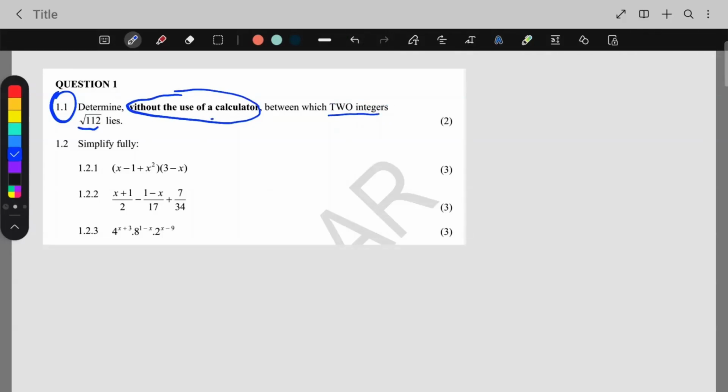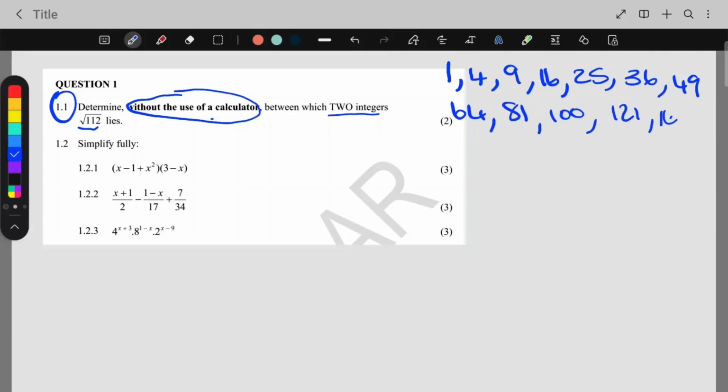So 1 times 1 is 1. 2 times 2 is 4. 3 times 3 is 9. 4 times 4 is 16. And so we can continue. Okay, so I'm going to stop here. Then I'm going to ask myself, 112 lies between which two perfect squares? So 112 would lie here between 100 and 121.